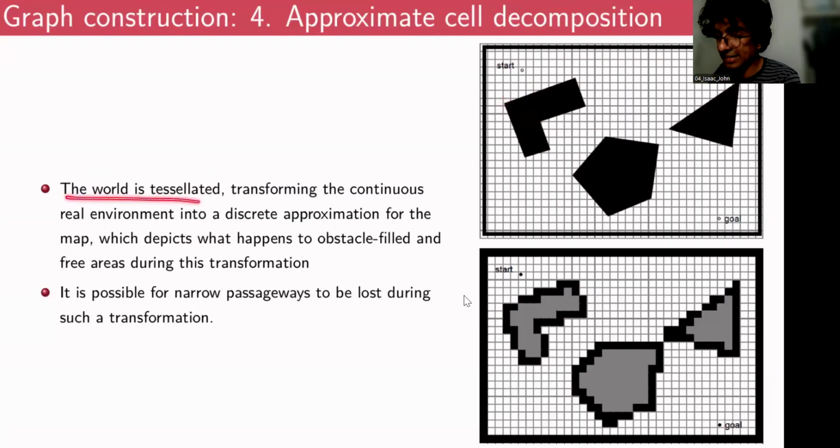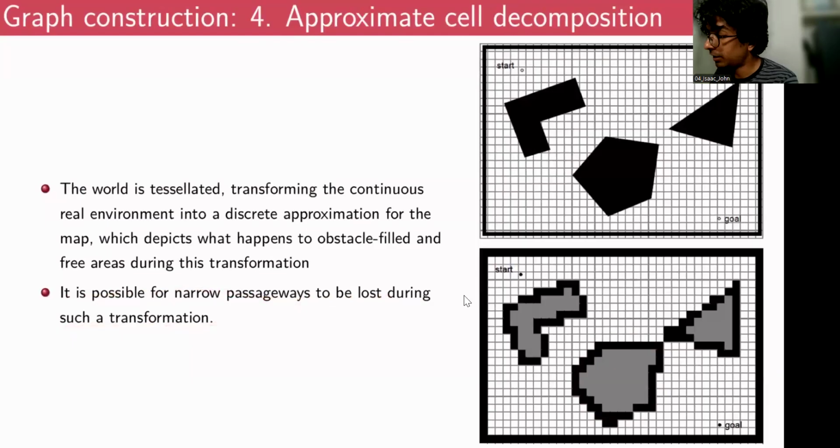So the world is tessellated like so, transforming the continuous real environment into a discrete approximation for the map, which depicts what happens to the obstacle-filled and free areas during the transformation. If this space is free from obstacles, that is kept as free. If any fraction of the grid is occupied by an obstacle, we remove that point, or we make that point inaccessible for the robot. And there are drawbacks, since we are using this sort of tessellation. It's possible for narrow passageways to be lost during such a transformation, right?